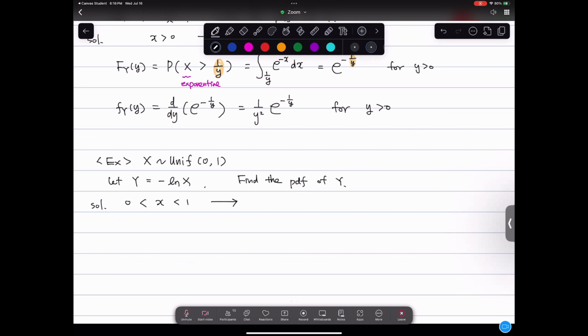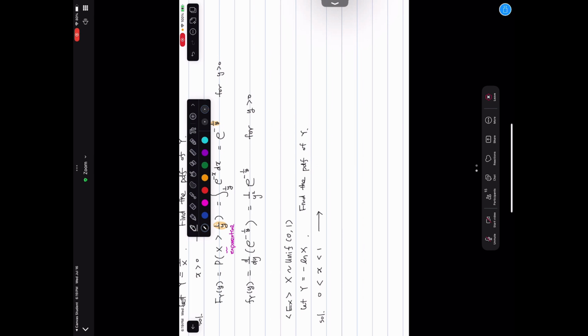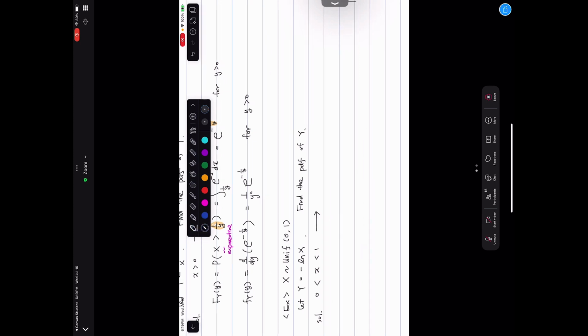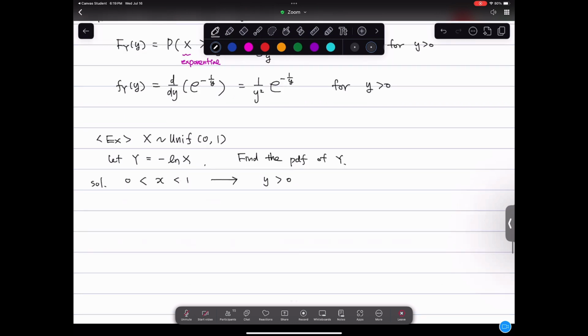So your natural log function from 0 to 1, you have to kind of picture it, or you can go with the negative natural log of x function. The natural log function from 0 to 1 goes from negative infinity to 0. The negative of that tells me that your y values are greater than 0. So that's the support of the y values. Got this.